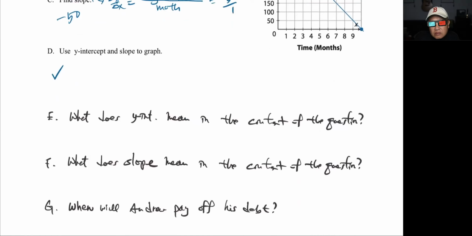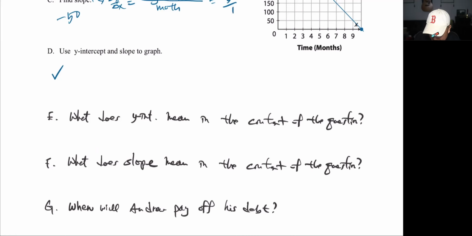Can you tell me what each one means? Like E, I just have to ask some questions here. What does y-intercept mean in the context of the question? F, what does the slope mean in the context of the question? And G, when will Andrew pay off his debt? What does that mean? Just think about it for a second.